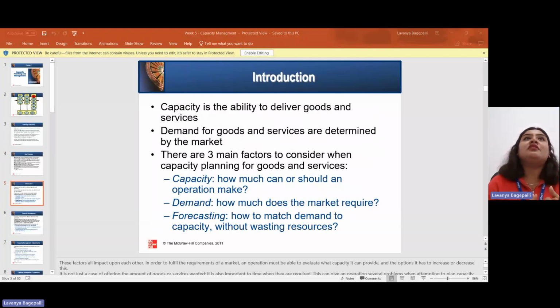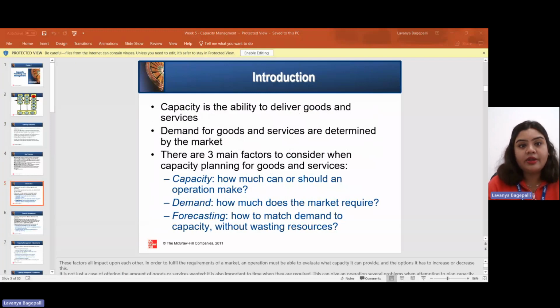Okay, so effectively planning and managing the capacity helps business organizations to optimize their resources and meet market demands efficiently. So this is all about what capacity planning and management is, why it is important, and what the meanings of capacity, demand, and forecasting are. I hope the concept is clear to you all.